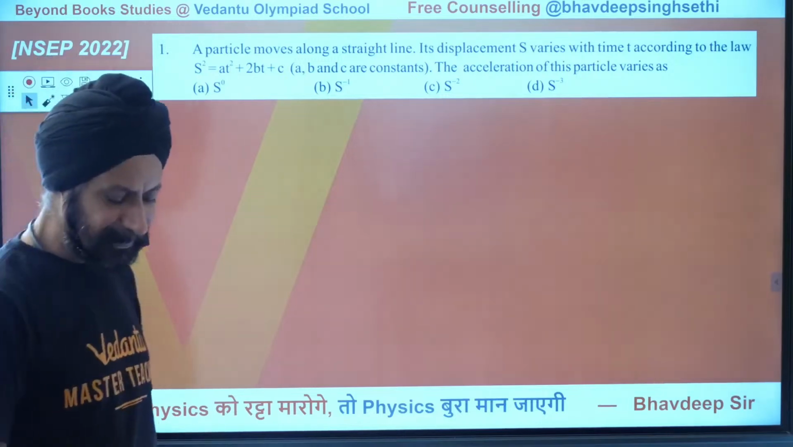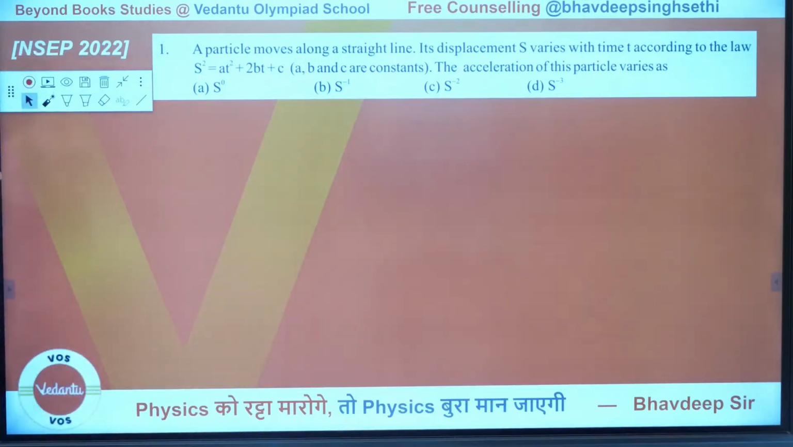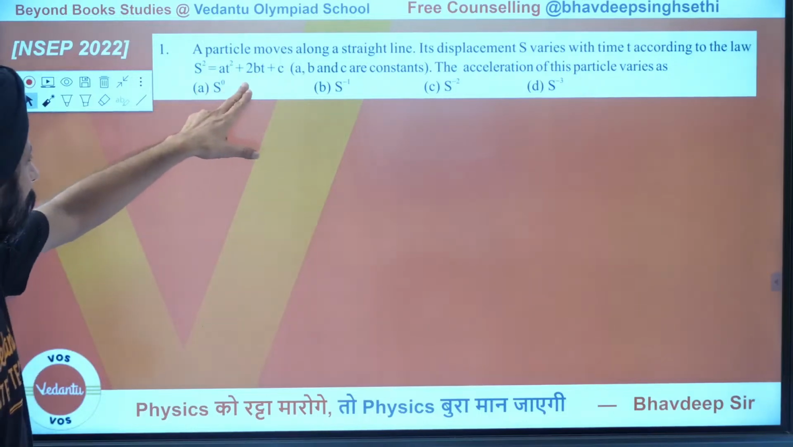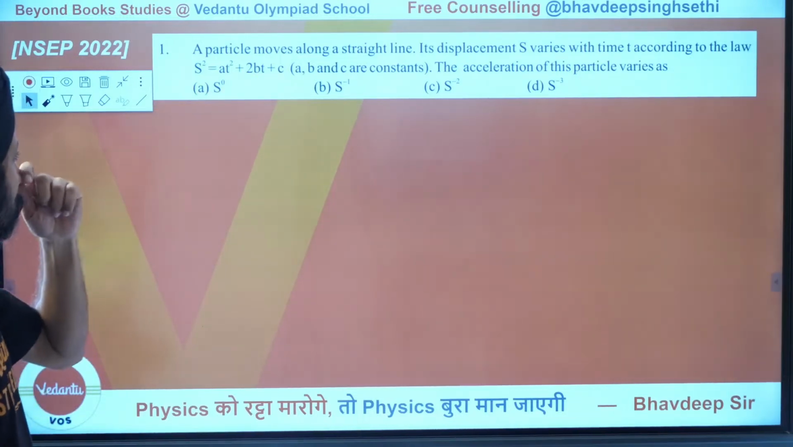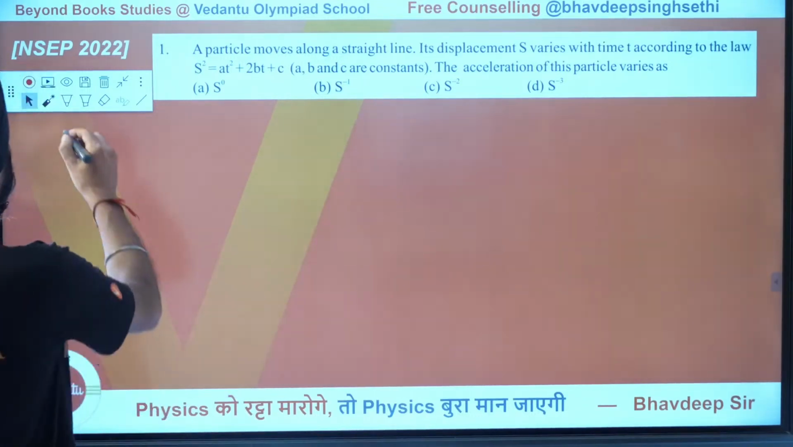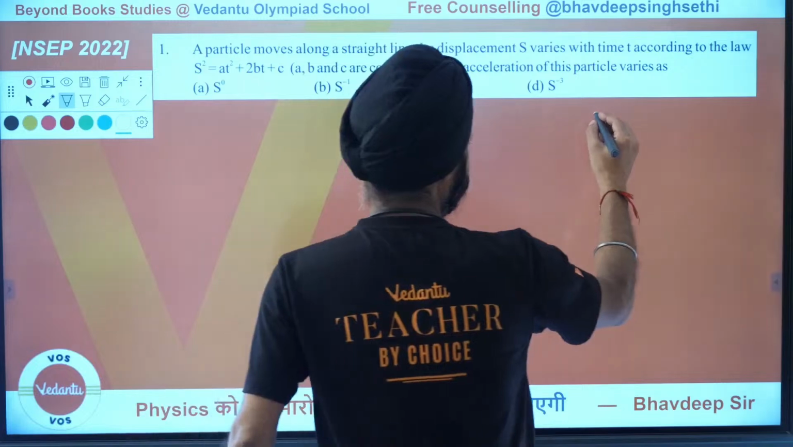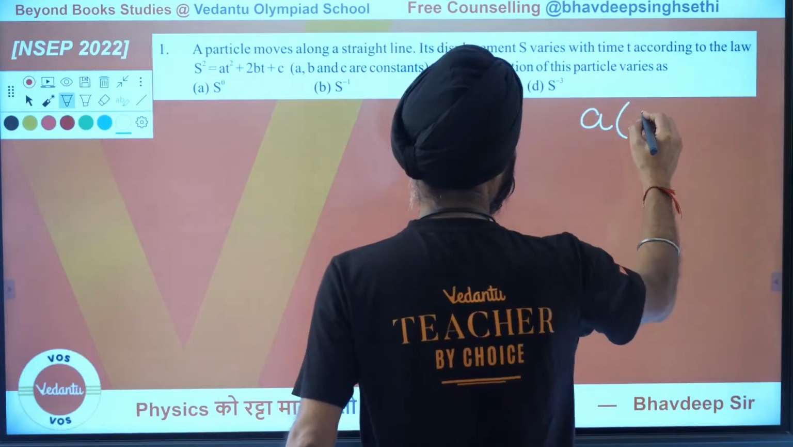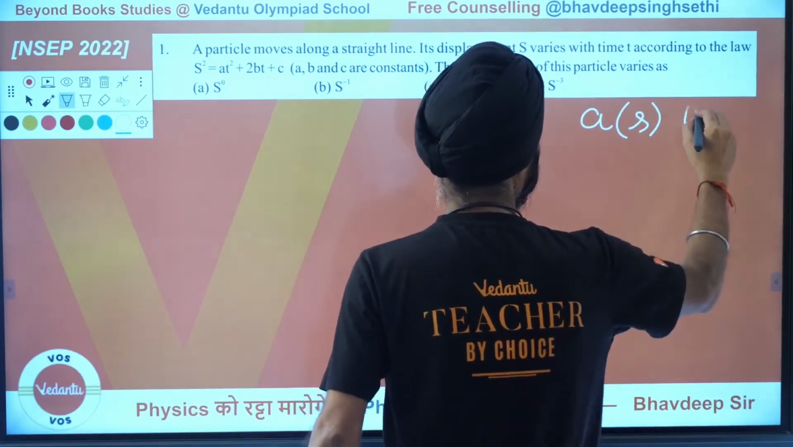So, looking at the very first question here, a particle moves along a straight line. Its displacement s varies with time t according to the law s squared is equal to a t squared plus 2bt plus c. A, B, C are constants. The acceleration of this particle varies as. So what you have to find is acceleration as a function of s. And that's what you have to find.